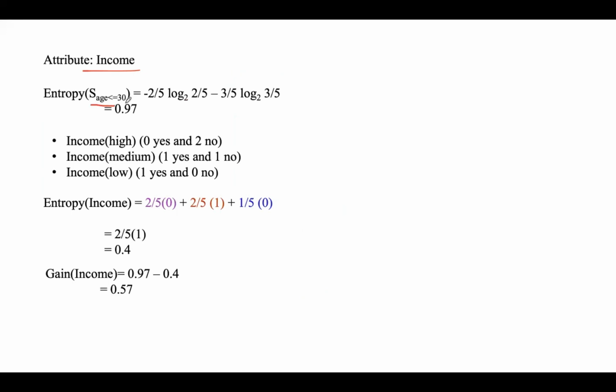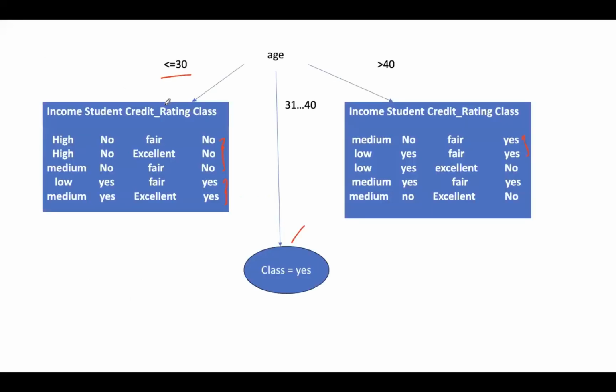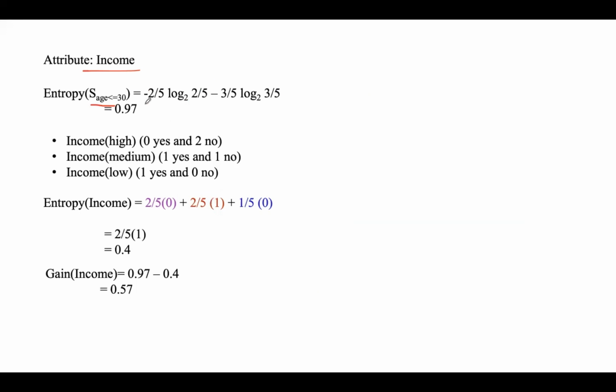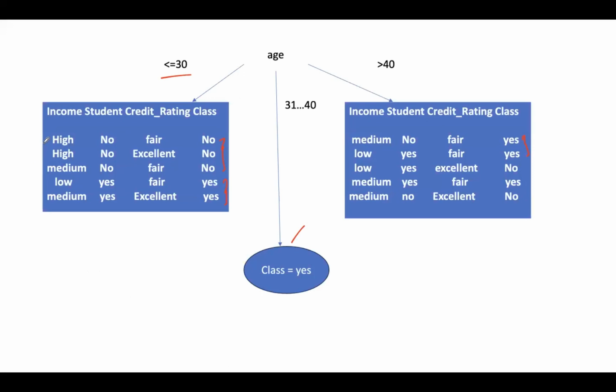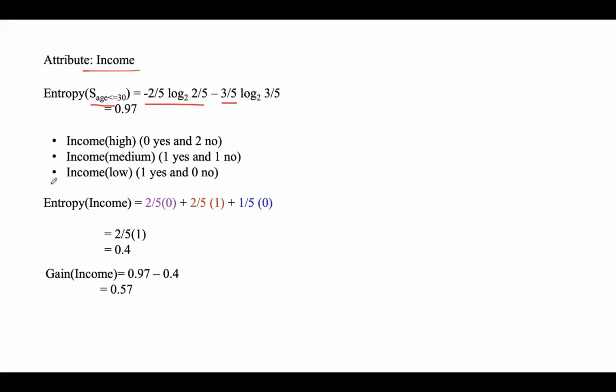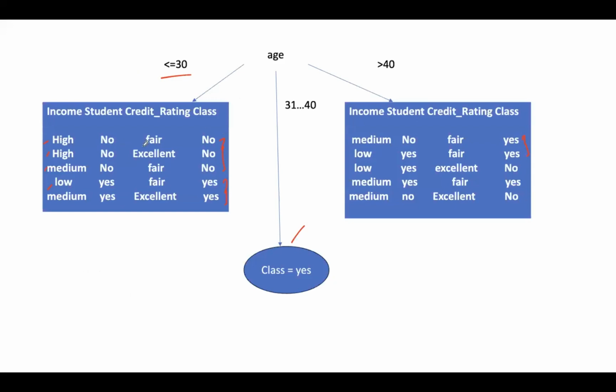So number of positives in this are 2, that is 2 out of 5. And number of negatives are 3, so 3 by 5. So income categories. We have 3 categories: high, medium, and low. So take these 3 and find out number of yes and number of no's. If you take high, number of no's are 2. We don't have any yes category. So 0 yes and 2 no.